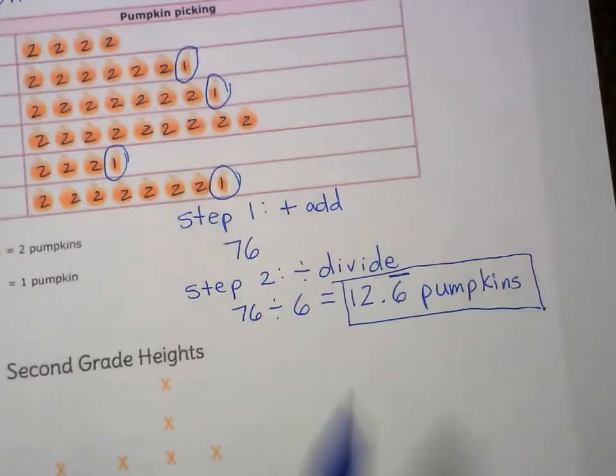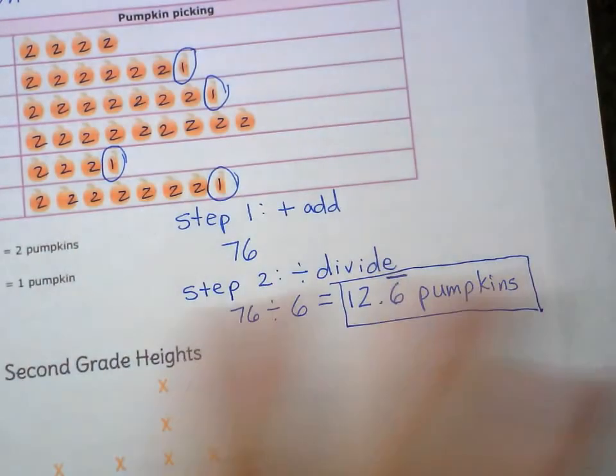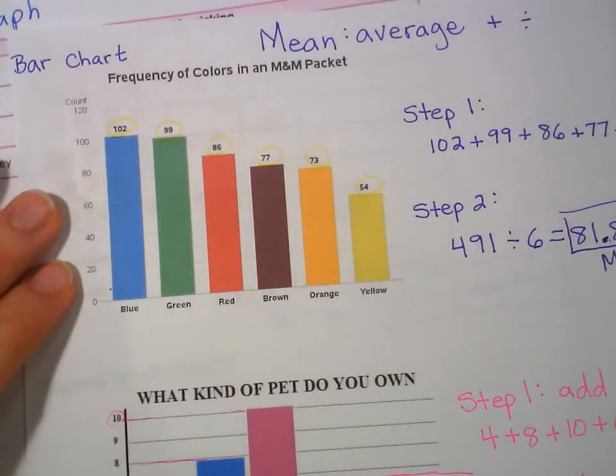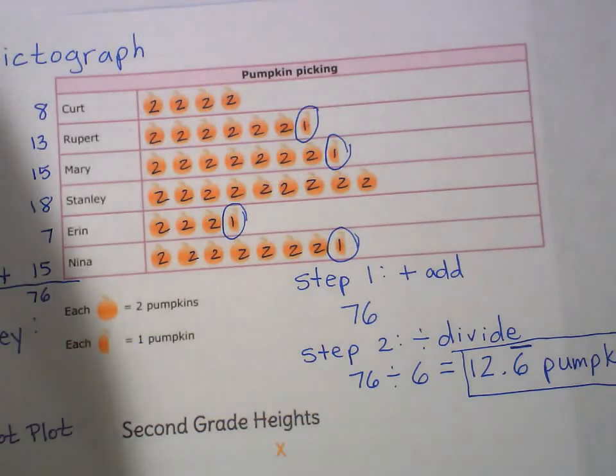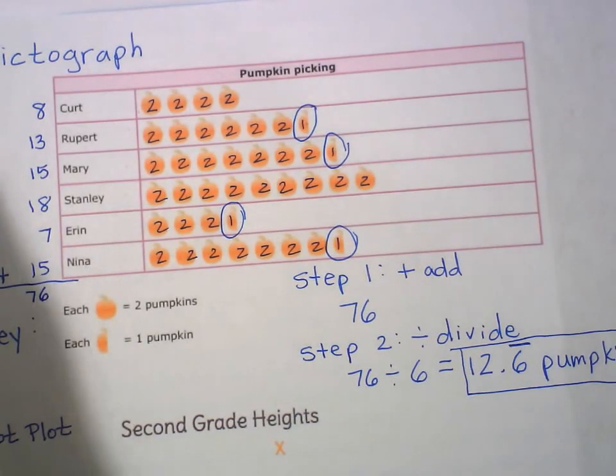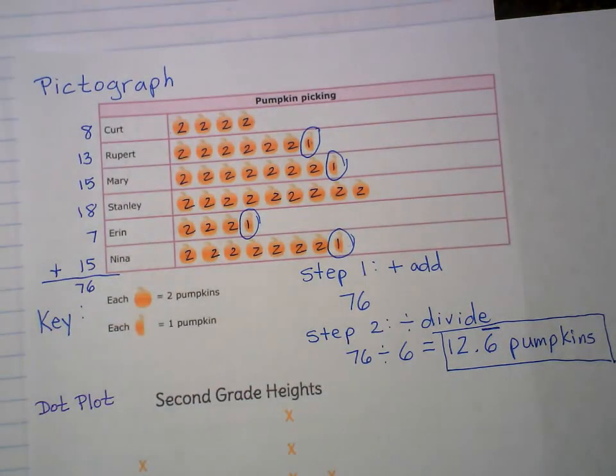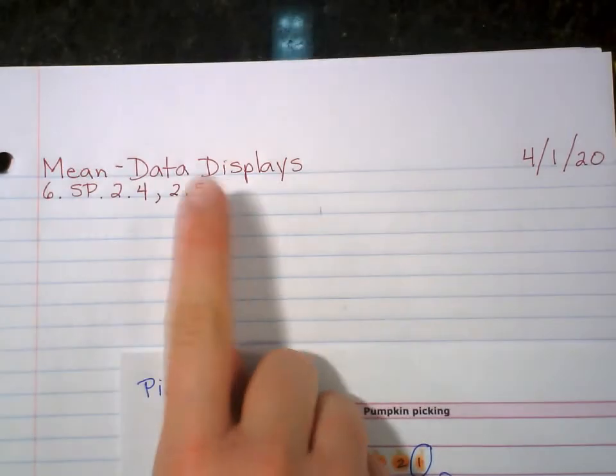So guys, today we have focused on finding the mean, finding the average using bar charts and pictographs. Okay, in the next video, we are going to continue finding the mean, but we're going to use dot plots and frequency tables. After these, you will be ready to do the Khan Academy assignment of finding the mean using data displays.